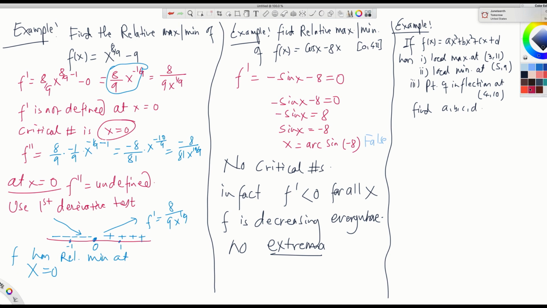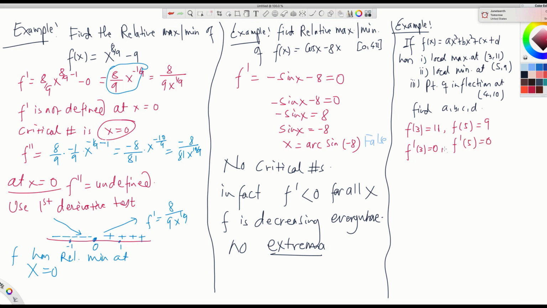Let us do it. So what is given is at 3, 11, meaning f of 3 equals 11. F of 5 equals 9. This is basically x, this is y, right? So x and y. Also, since it is a local max at 3, you need to have f prime of 3 be 0. And it has a local min, meaning f prime of 5 must be 0 as well.